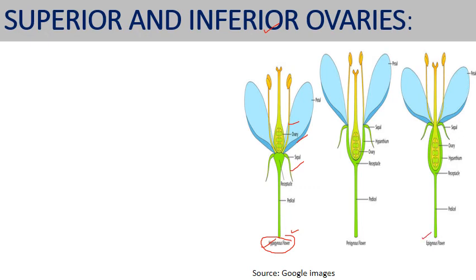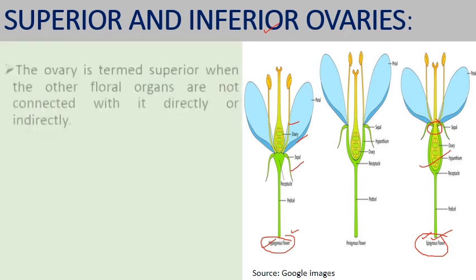In case of inferior ovary, all the floral organs arise from the tip of the ovary, or we can say above the surface of the ovary, that we can see in this diagram. This type of flower is known as epigynous flower. Epi means upon, gynous means female reproductive structure. When the floral organs arise from the tip of the ovary, that type of flower is said to be epigynous flower, and the condition of ovary is inferior. This type of ovary is said to be inferior ovary.